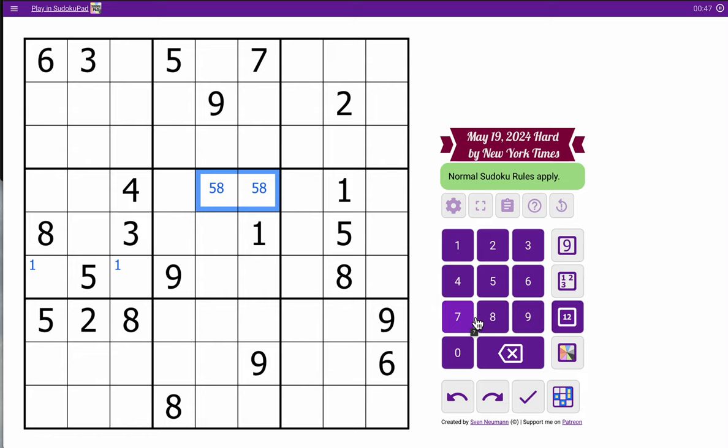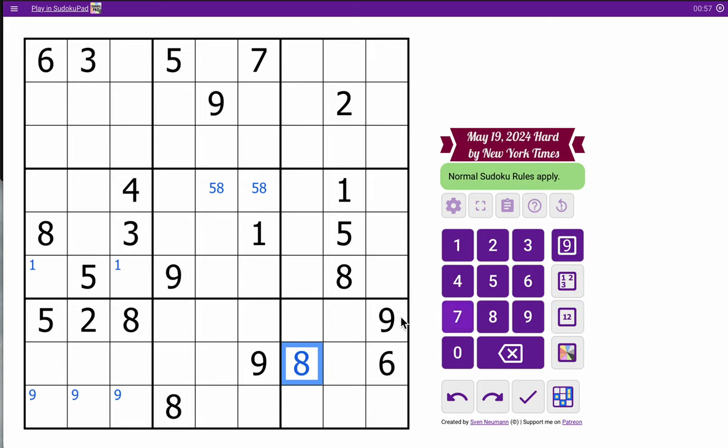Okay, the bottom three rows. Here's a nine. Those eights mean an eight in one of these two. This one's out, so that one is an eight, which forces a one into one of those three as a follow-on. And that's all I get.